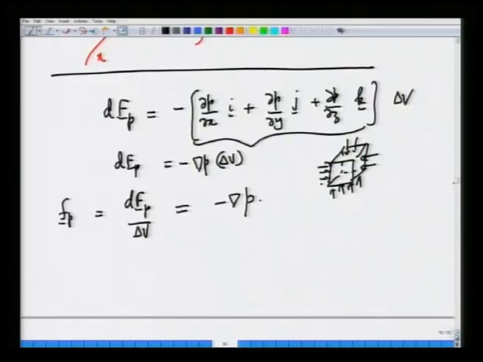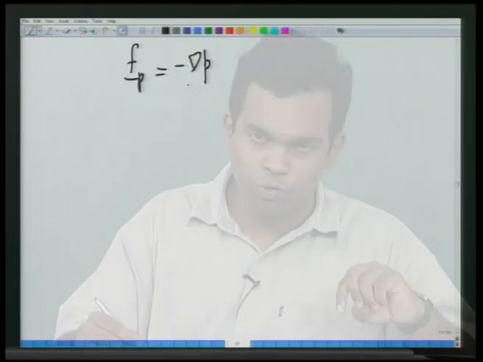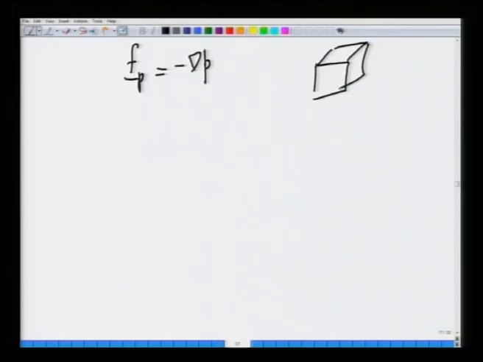Okay. So, this is called the net force acting on a volume element due to pressure. One can make a very simple corollary. If the net force acting on a volume element is proportional to grad p, the gradient of pressure, that means that if there is a constant pressure acting everywhere on a volume element, that will not give rise to any net force.